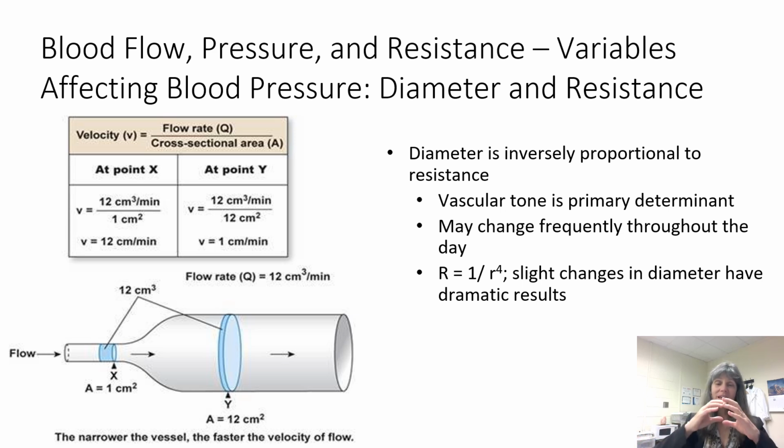So if the diameter of a blood vessel increases, the resistance decreases. If the diameter decreases, the resistance increases. That's what we call something that's inversely proportional. And remember that the radius is what is involved in this equation, and it's the radius to the 4th power. So small changes in the diameter can have dramatic results.